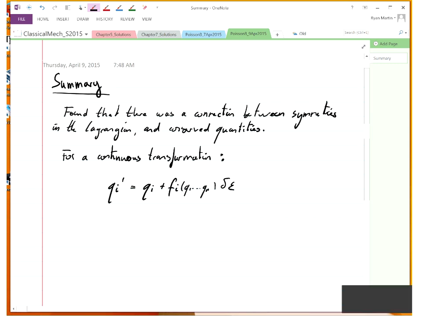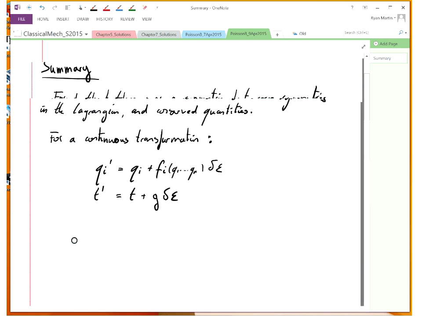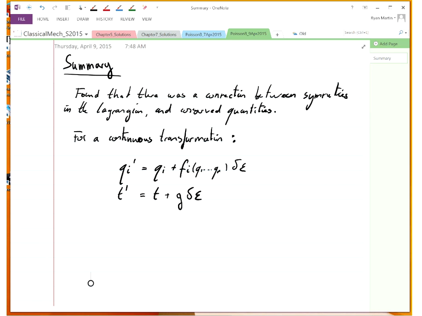We also allowed for time to be transformed, and so we said the transformed time was the original time plus some factor g times this delta epsilon. So we treat time just as any other coordinate, and we say that in principle we can have a new coordinate system where time is also transformed. And so the little factor that goes with t is g instead of f.